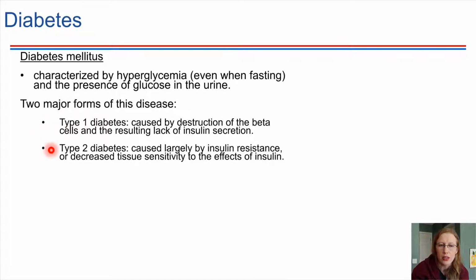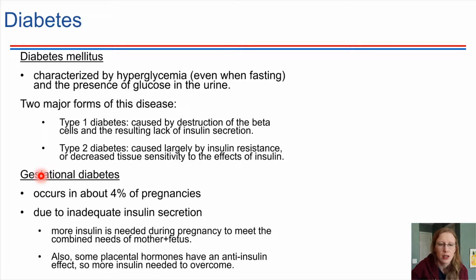Type 2 diabetes, this one is far more common. Type 2 diabetes, this is caused by insulin resistance. So maybe insulin is present, but just the tissues, the target cells are not as receptive to it as they should be. So type 2 diabetes.